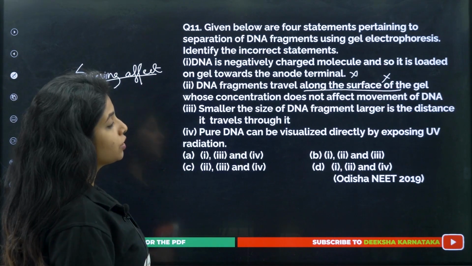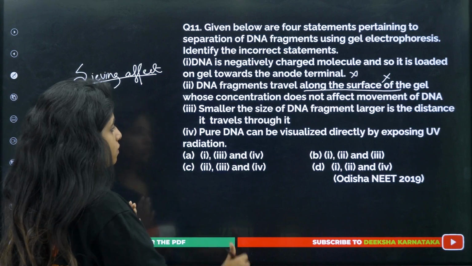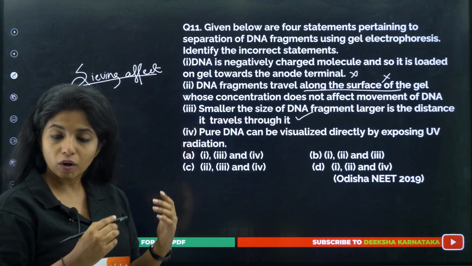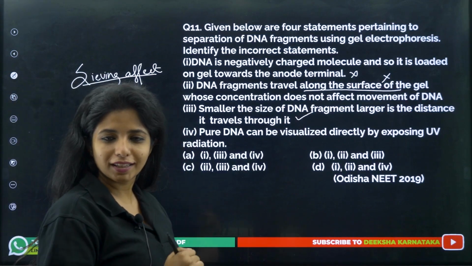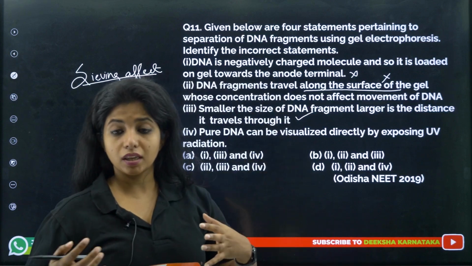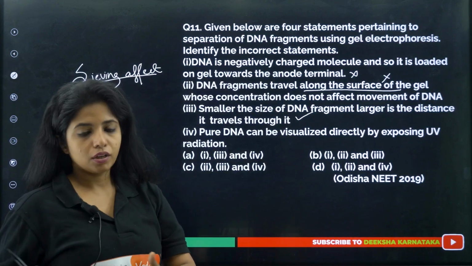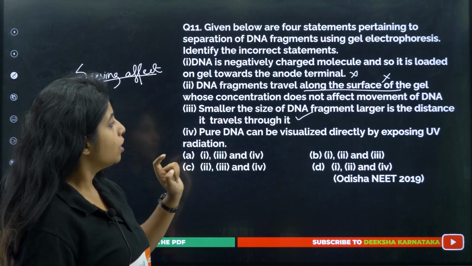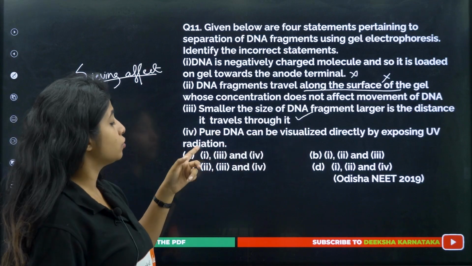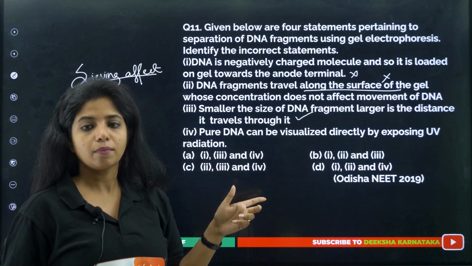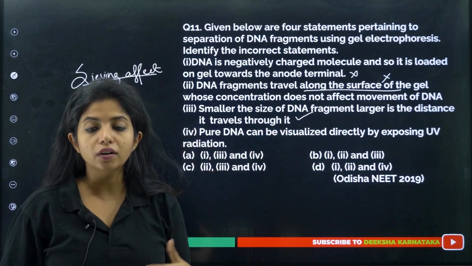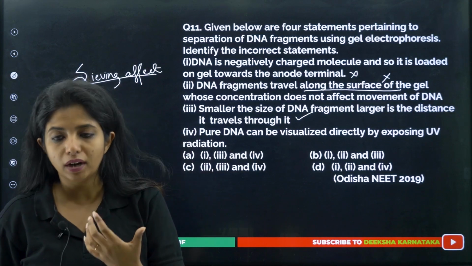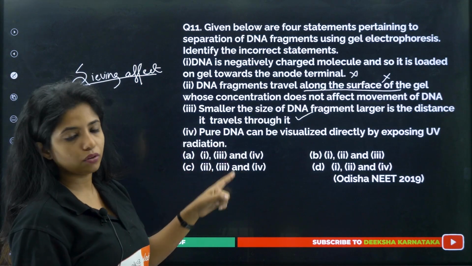Now, smaller the size of DNA fragment, larger is the distance it travels through it. It is correct, children. Smaller the size of DNA, obviously it can move, small things can move really fast, okay. The bigger things, the heavier things, they stay back. So it moves farther, it travels through it, is correct. Pure DNA can be visualized directly by exposing UV radiation, children. Do you think it can be directly viewed under UV radiation? No, you need ethidium bromide for that, okay. So this becomes wrong.